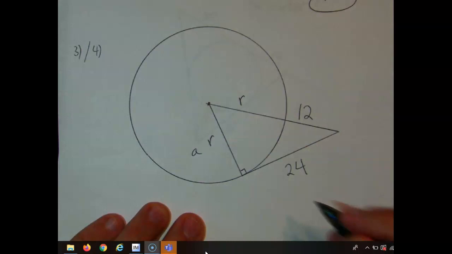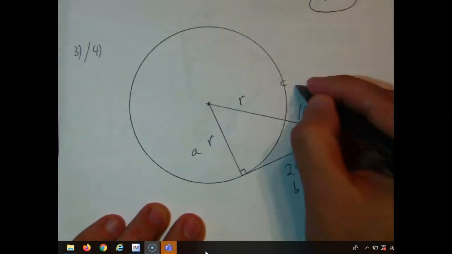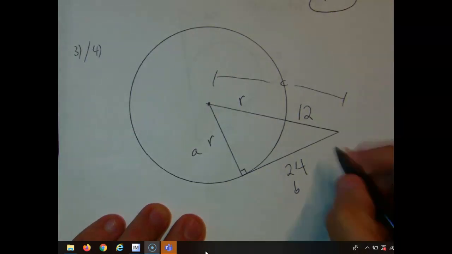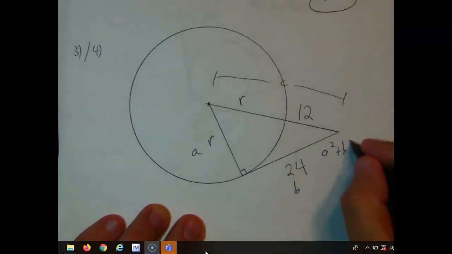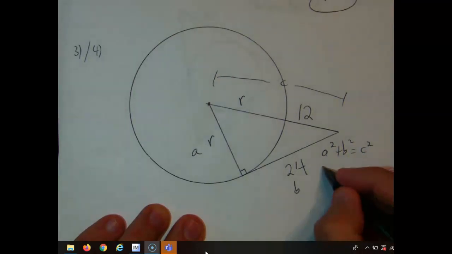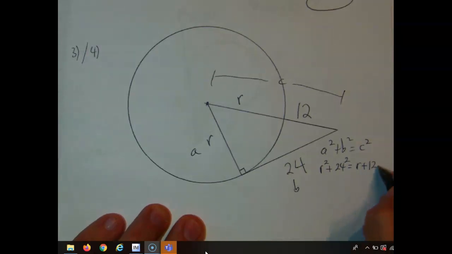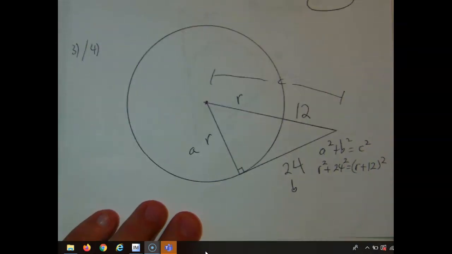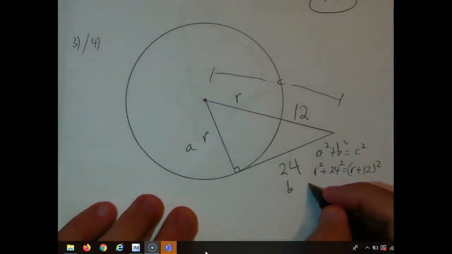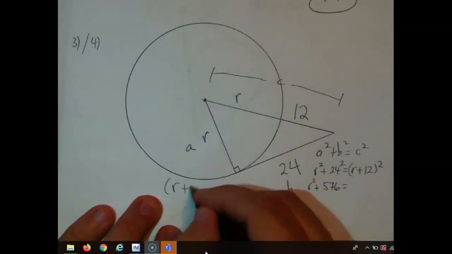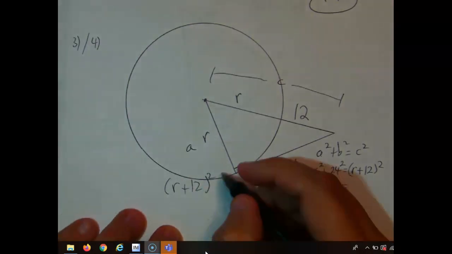You should have marked this as A, B, and the hypotenuse C. So A squared plus B squared equals C squared. This is R squared plus 24 squared equals R plus 12 squared. R squared plus 576 is equal to, well, let's see what R plus 12 squared is going to give us.